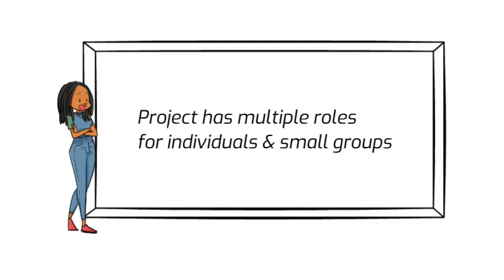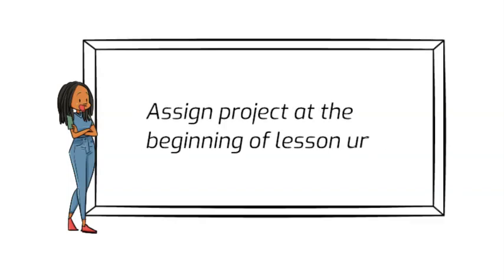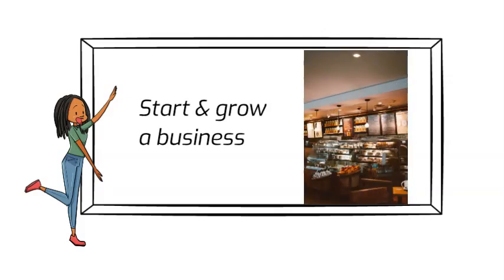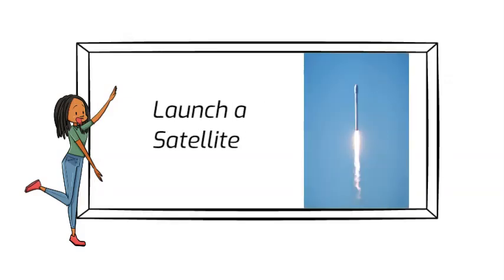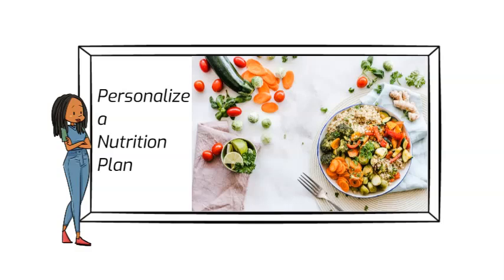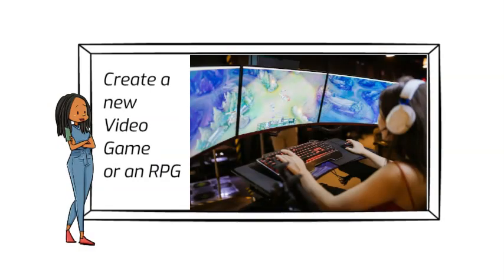They will perform within roles as if they are within a work environment with an overall goal assigned to the entire class. At the beginning of your unit, make sure to choose a class project with multiple roles that can be assigned and worked on within small groups or individually. Such projects can be starting and growing a business, launching a satellite, creating a nutrition plan, or creating a new video game or an RPG.